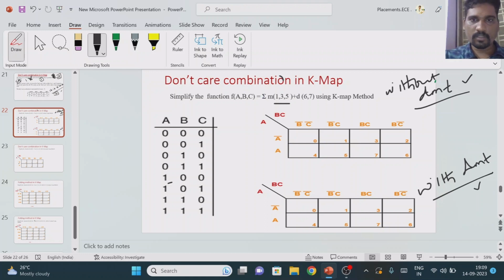What is the given product term value? Minterm values 1, 3, 5, guys, right? Next, what is the don't care combination? In which location? 6 and 7, guys. 6, 7 is the location, right?